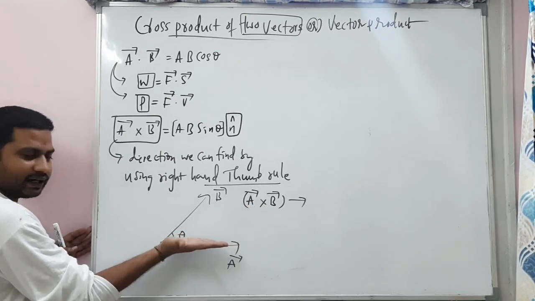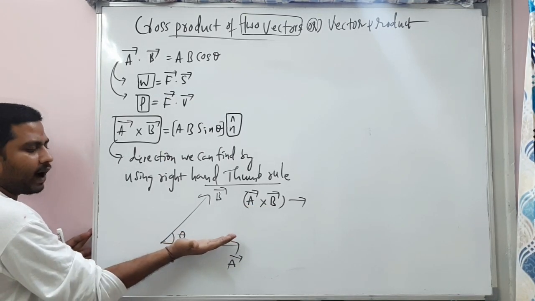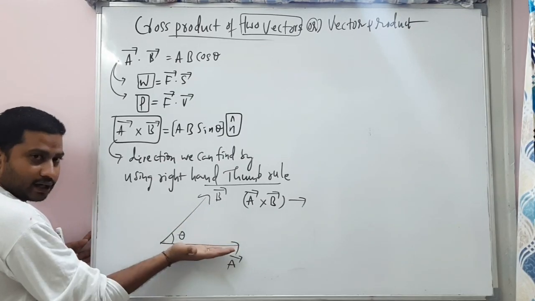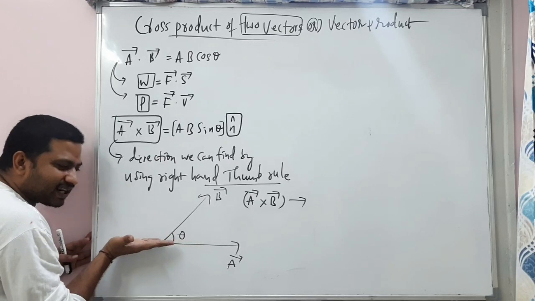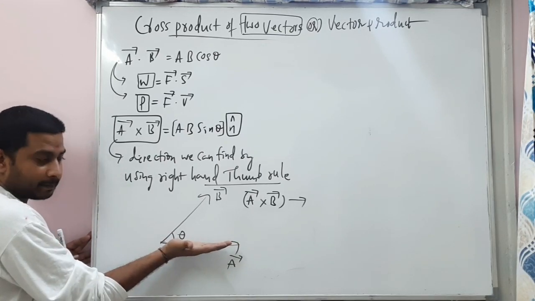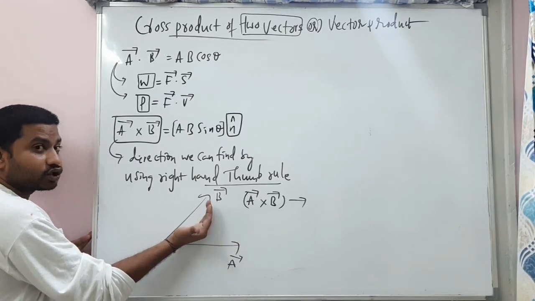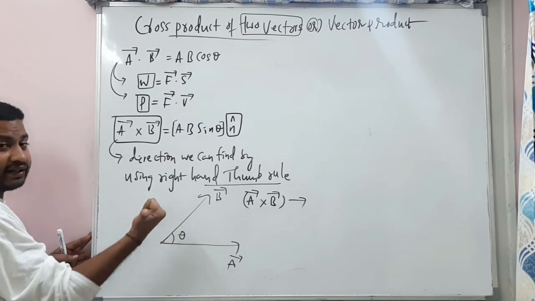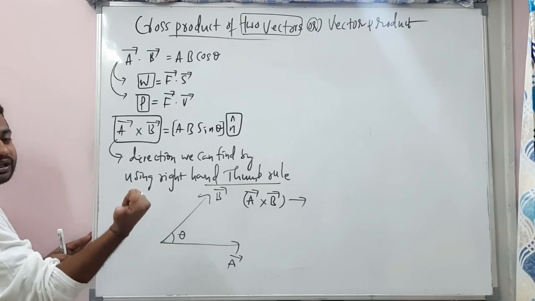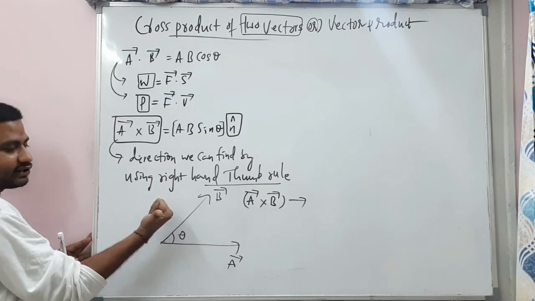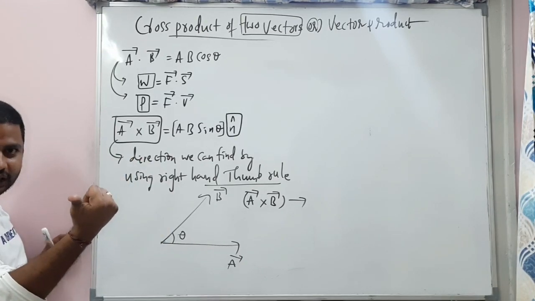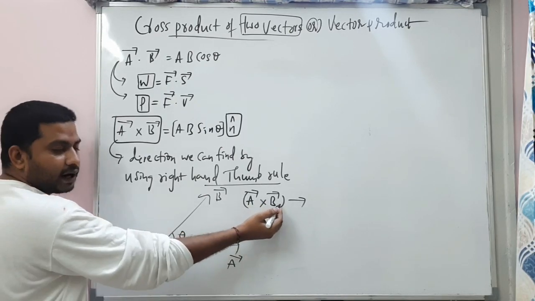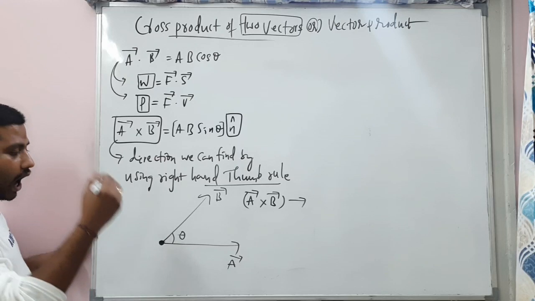So this is A bar direction, and towards B bar we should curl our fingers. Simple. We'll keep the stretched fingers in the direction of A bar, and we will curl the fingers towards B bar, so that the thumb will point in the direction. That's called the cross product direction. A bar cross B bar is out of the plane here. Understand? So at this point, A bar cross B bar will give you outward direction.